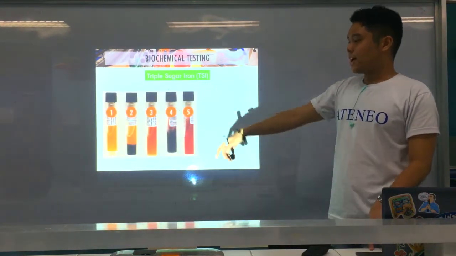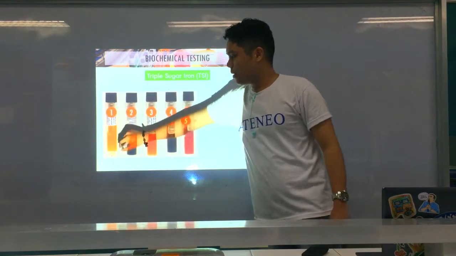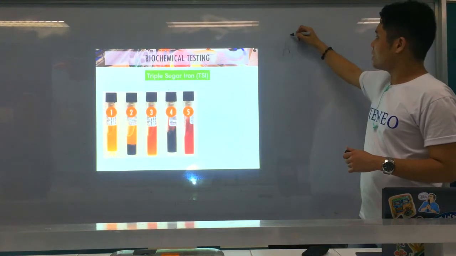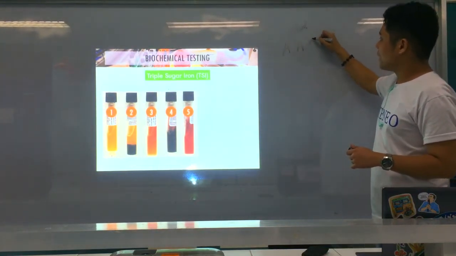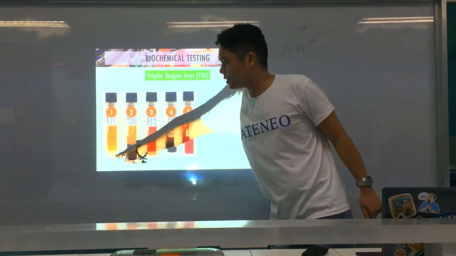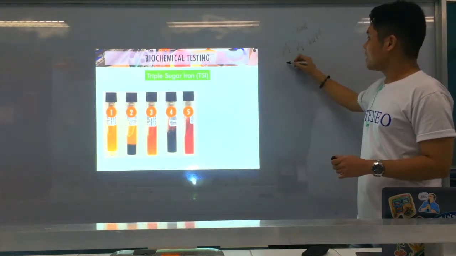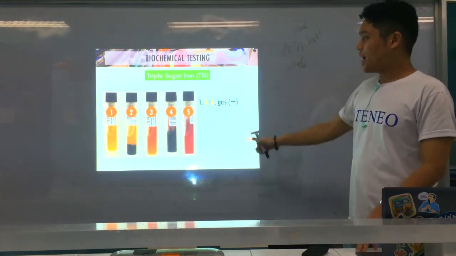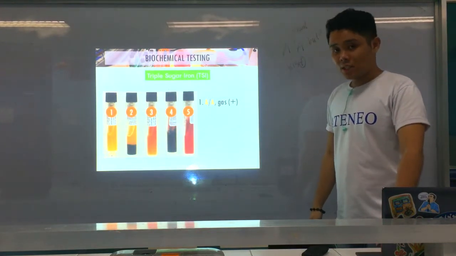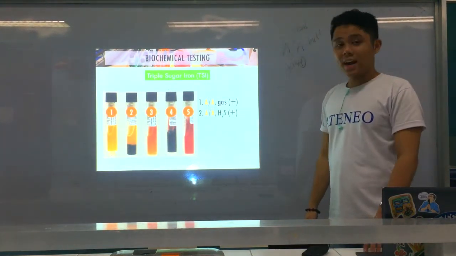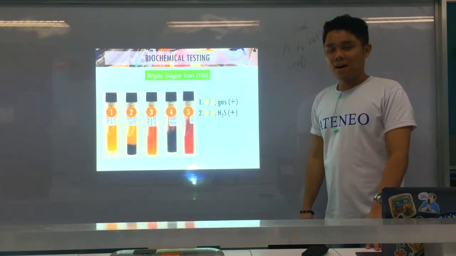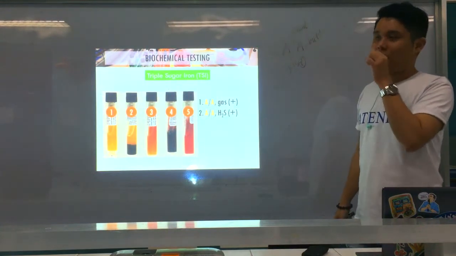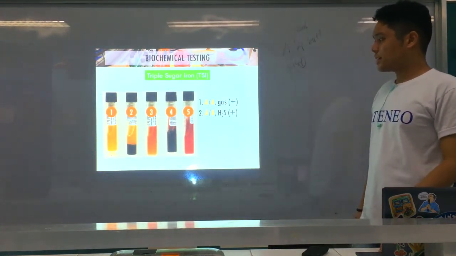For the first one, the slant is yellow, the butt is also yellow. So how do we interpret that? That's A over A. This is the slant and this is the butt. As you can see, the medium rose, so it means gas positive. So A over A, gas positive, number one. Number two, still A over A, H2S positive. As you can see, there is a black precipitate, and yellow at the bottom. Okay, A over A, H2S positive.